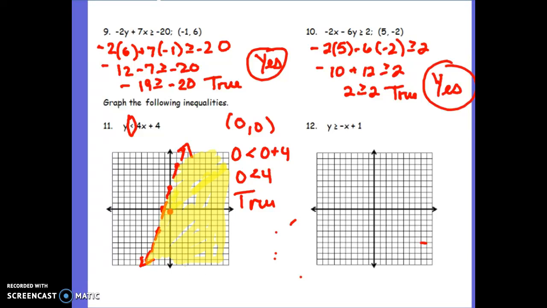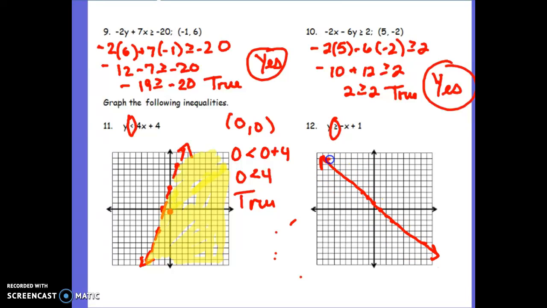Okay, moving on to number 12. Number 12, again, we're already in slope-intercept form. Let's start at the y-intercept of 1. Our slope is going to be negative 1, so we're just going to go down. It's going to look like this. Okay, it's greater than or equal to, so that means we're going to have a solid line.